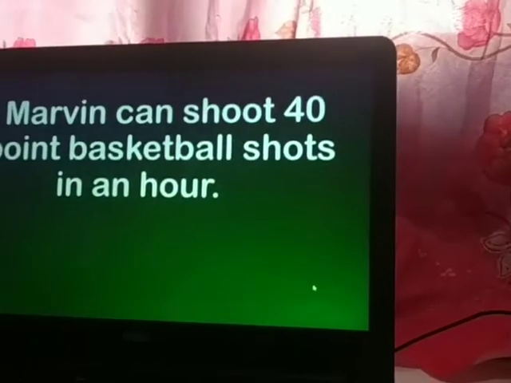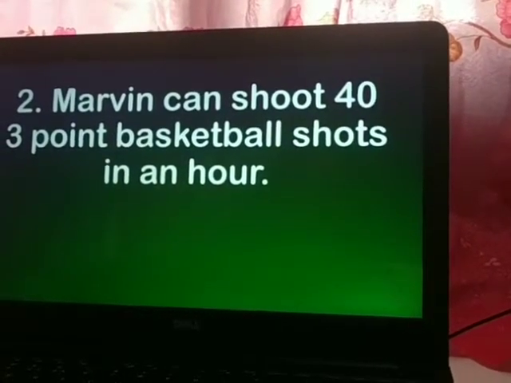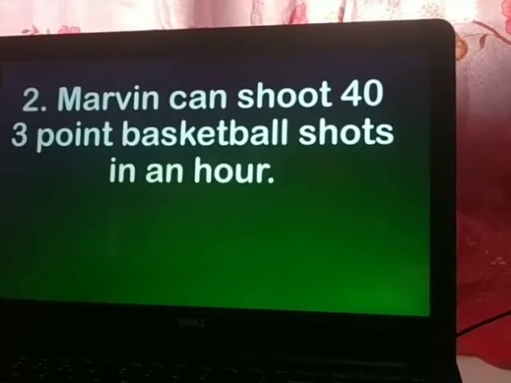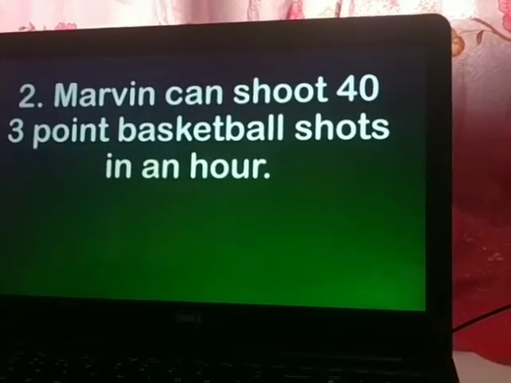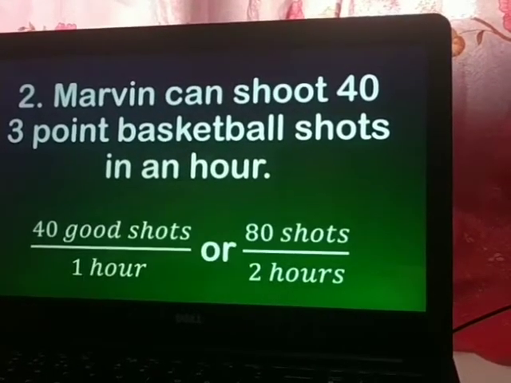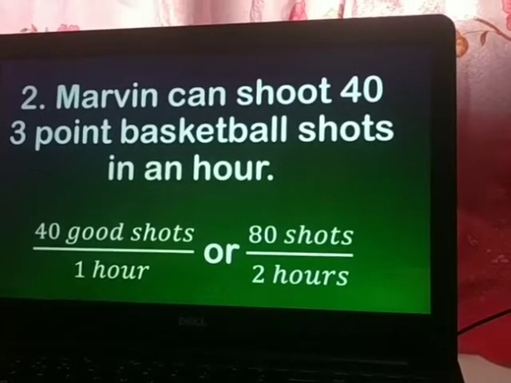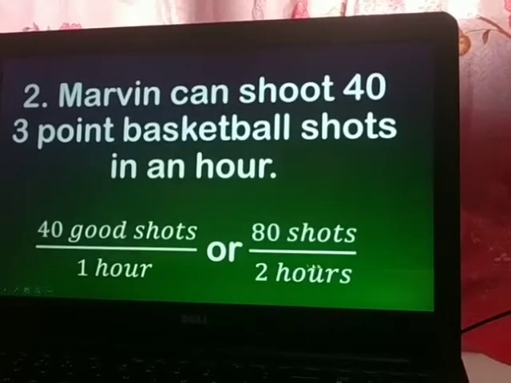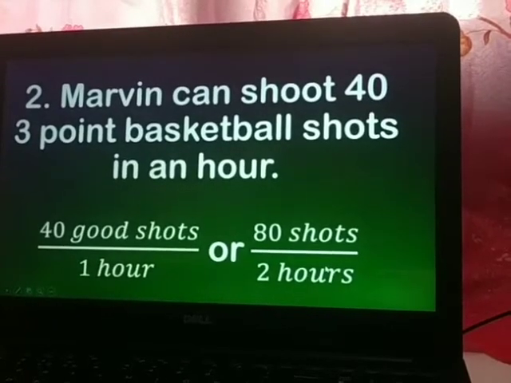Another one. Marvin can shoot 40 3-point basketball shots in an hour. In just an hour, he can shoot 40 3-point basketball shots. And so, Marvin is a good shooter. 40 good shots in an hour. Or translated in 2 hours, that's 80 shots. That's the rate of how good Marvin can shoot a basketball.